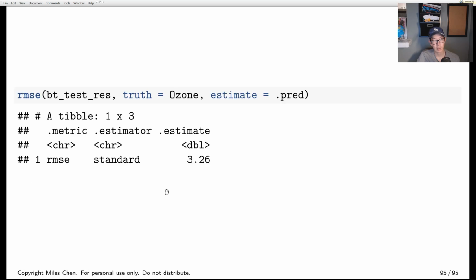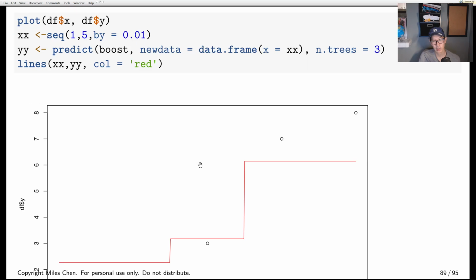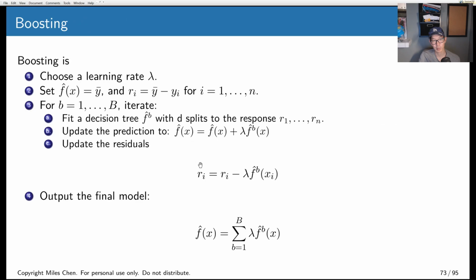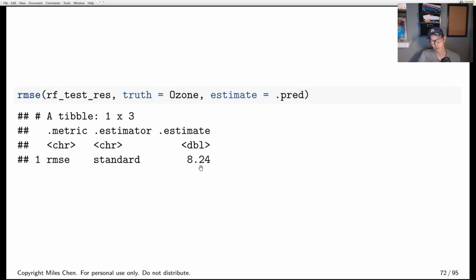When we do that, we actually get pretty good performance. Here our RMSE is 3.26, and you can compare that to when we just did Ranger with the random forest all the way back here. Our RMSE was 8.24. So as far as fitting boosted trees versus random forest with Ranger, the boosted trees are performing better. We will wrap that up for this lecture.